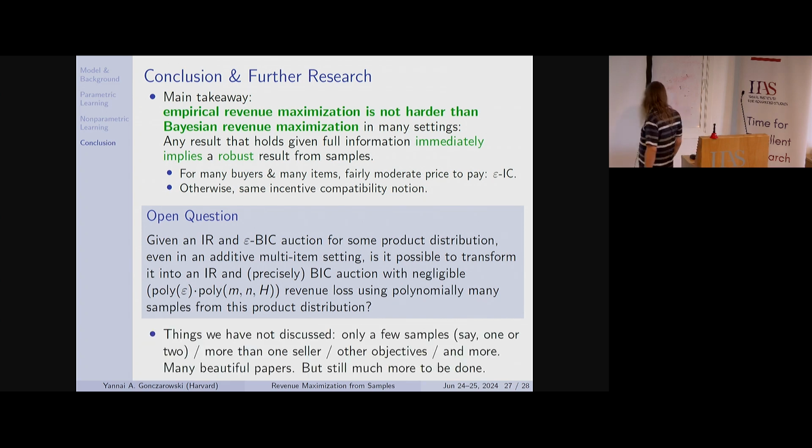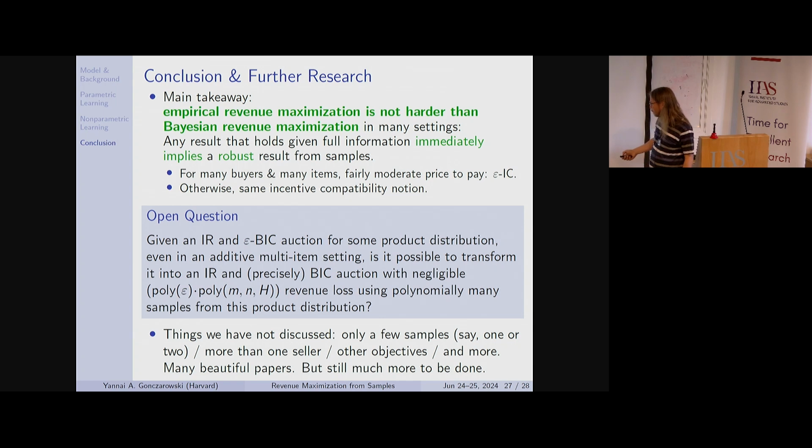Before we wrap up these three hours of yesterday and today, let me just say that there are obviously many things in the literature on mechanism design from samples that we have not talked about. One of them is only a few samples, only one sample, only two samples, how much you can get. You will obviously not get up to epsilon. Turns out that you can get quite a bit. Even with one sample or two samples, there are some papers on that, including my own, with Moshe.